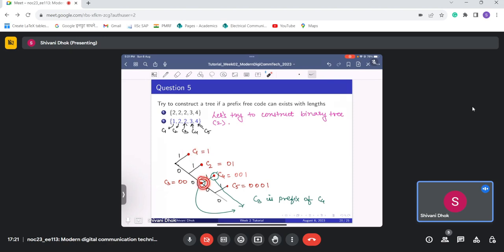There is no other way to create more trees or more code words with this given length, which means that if I have been given this set of lengths, I am sure to break this prefix-free property. So I cannot construct a prefix-free code with this given set of lengths. Also, I cannot construct a binary tree like this such that all my code words are present at the leaf nodes.